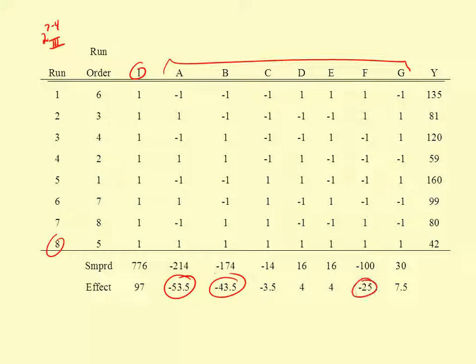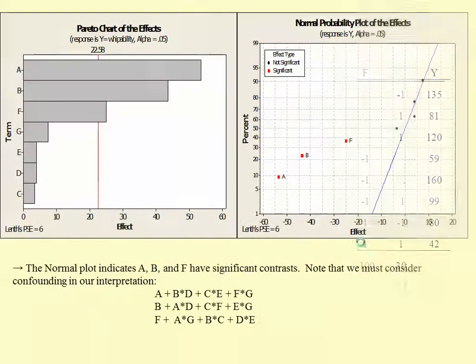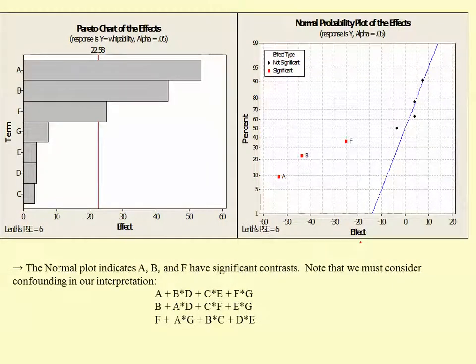F looks pretty big. We should do a half normal plot and so forth and figure out if those things are significant. So Minitab does those for us. Notice the normal probability plot. When you have only 8 points, it's a little bit sketchy to draw a line. You've only got these 4. But it's saying A, B, and F were big, just like this one.